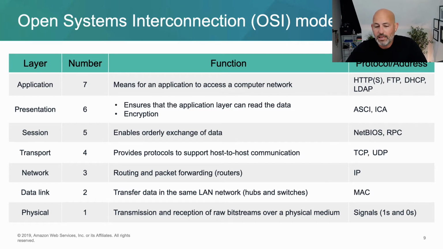And then you've got data link, which is layer 2. That would transfer data in the same LAN, so hubs and switches, or MAC would be the protocol. And then you've got physical. So this is transmission and reception of raw bit streams over a physical medium, so signals like 1 and 0. So this is an important thing to be aware of: where are you on this OSI model? What layer are you working at?